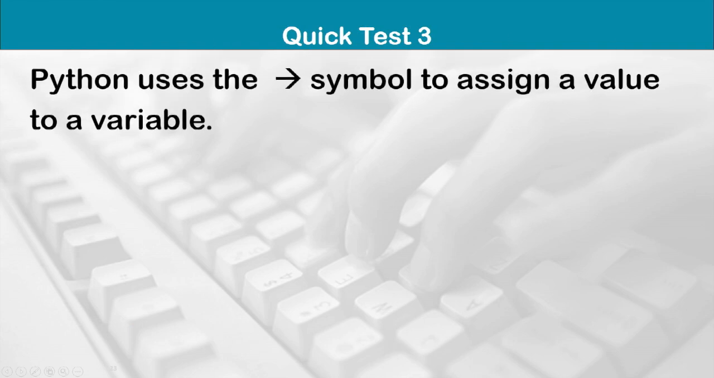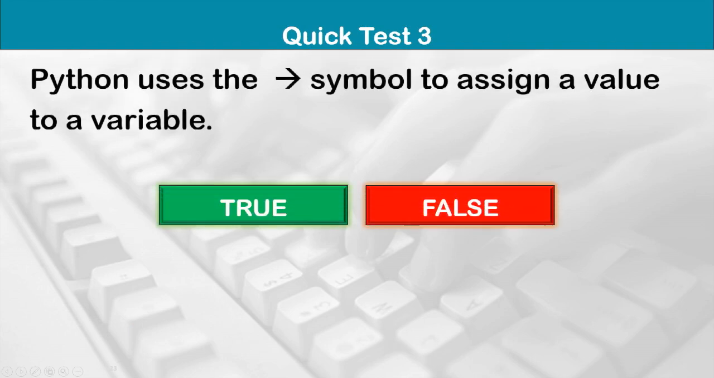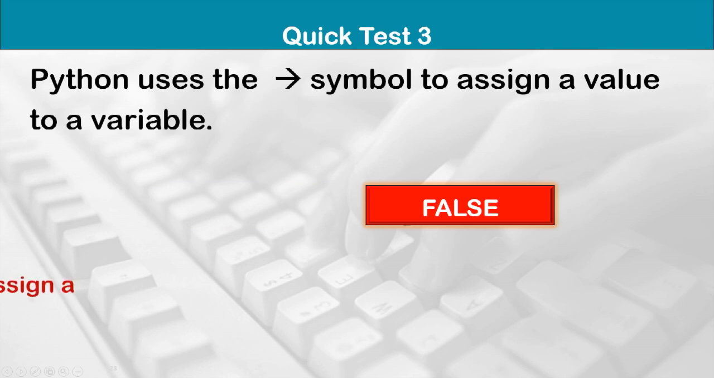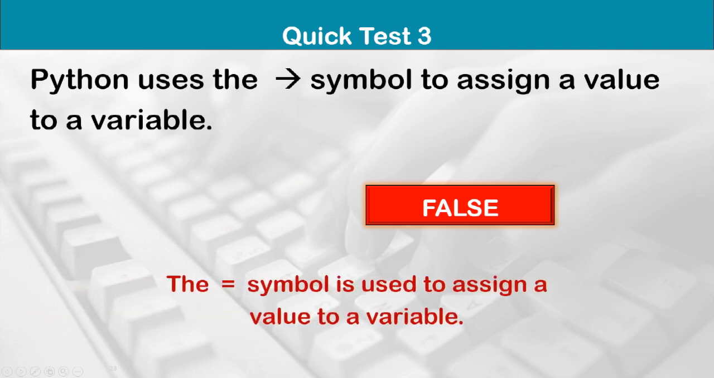Question 3. Python uses the arrow symbol to assign a value to a variable. True or false? This statement is false. The equal to symbol is used to assign a value to a variable. Next question.